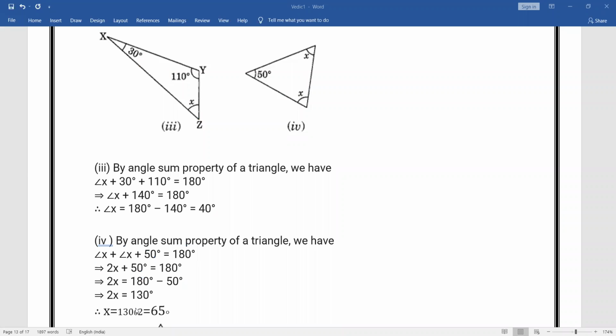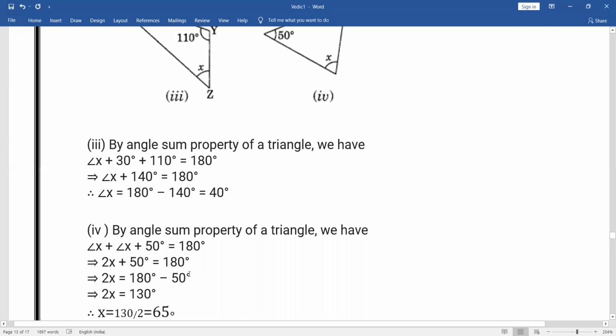Now if 2x is 130 degree, what will be the value of x? It is 130 upon 2. This 2 will change its position from multiplication, it will go to the division. So the value of x is 65 degree. Here by calculation, you can find out the value of x, that is 65 degree, when you divide 130 by 2.